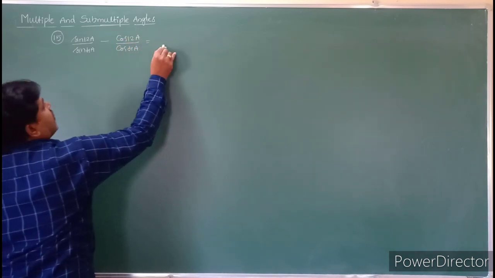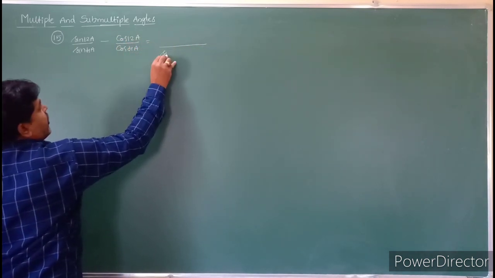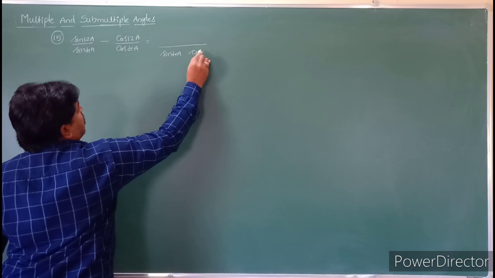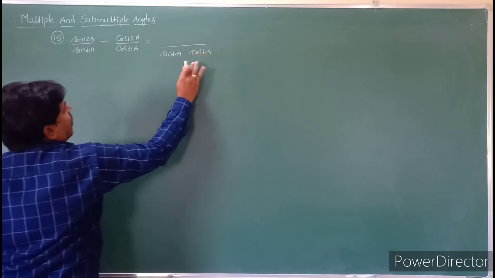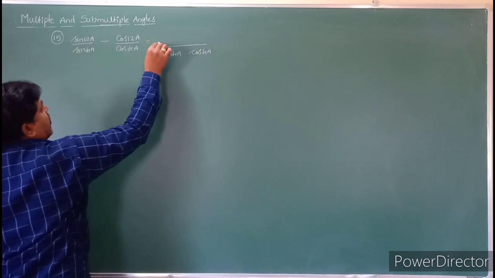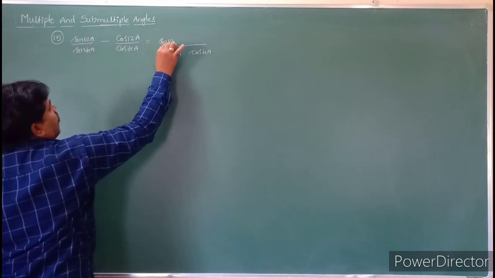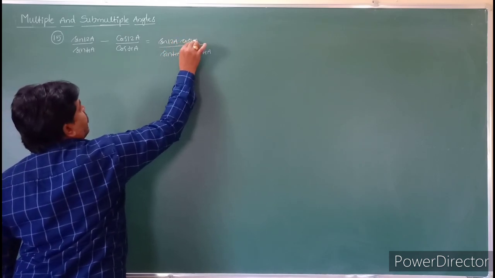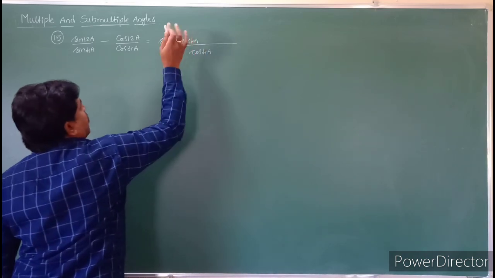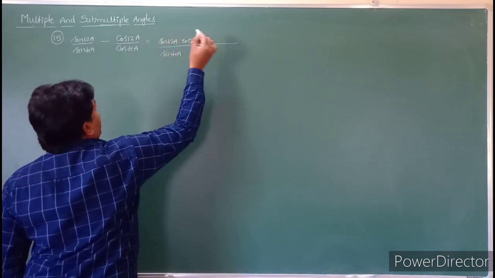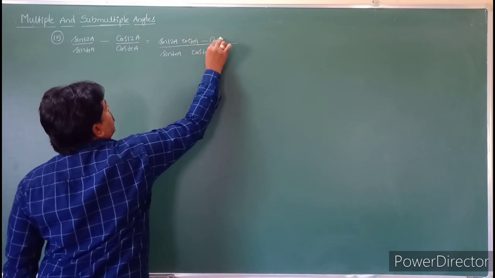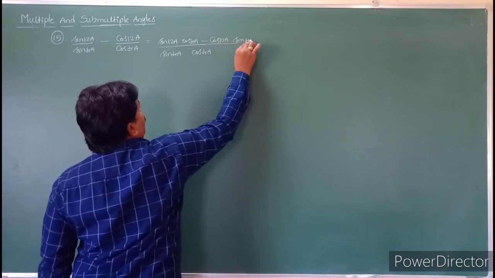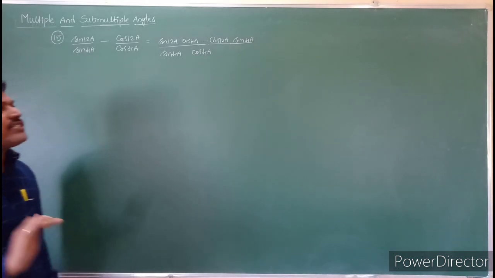So first I will take the LCM here. So what is the LCM? You can take sin 4a and cos 4a. If you take the LCM, what will it become? Sin 12a into cos 4a minus cos 12a into sin 4a. So I am just taking the LCM.